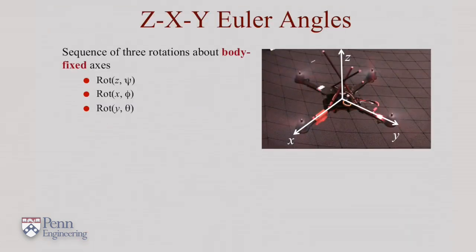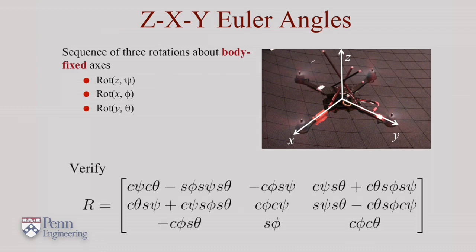In most of our work, we use a different set of Euler angles. These are the ZXY Euler angles. And again, they're so called because the three rotation matrices we consider are the rotation about the z-axis through psi, followed by the rotation about the x-axis through phi, and then the rotation about the y-axis through theta. You should be able to verify by multiplying the rotations, you get a rotation matrix that has the form shown in this slide.